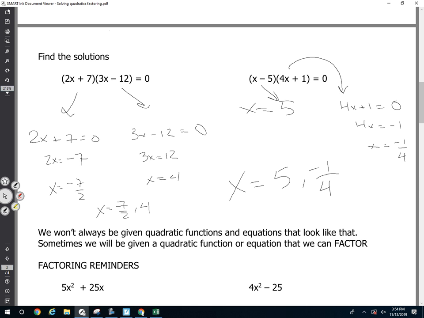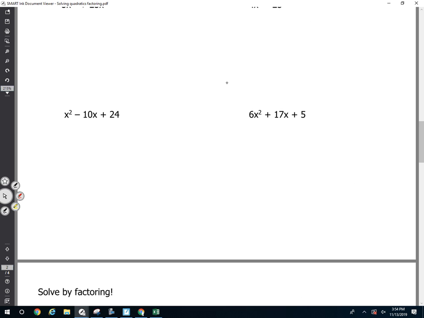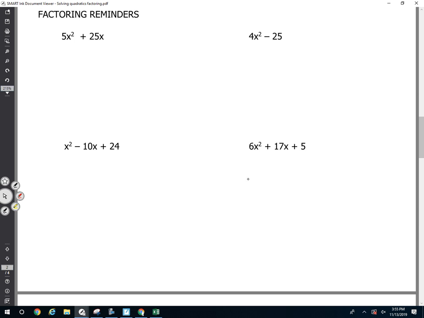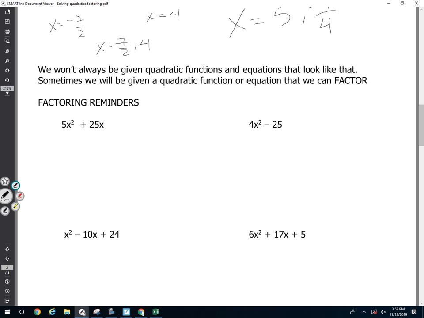This is using what we call the zero product property. Anything times 0 is 0. All right? So what we're going to do for the rest of the ones is we're going to solve these by factoring, but we're going to check using our calculator. All right? Now, before we start factoring, let's remember how to factor.